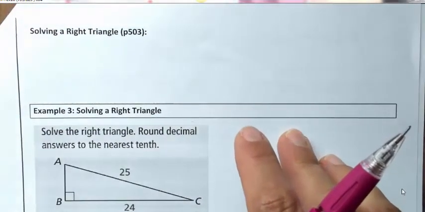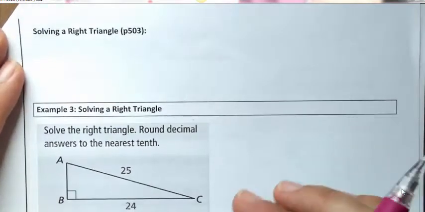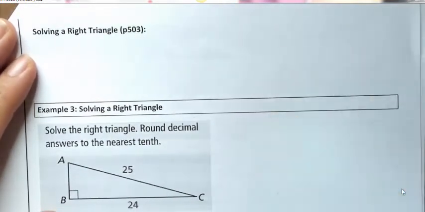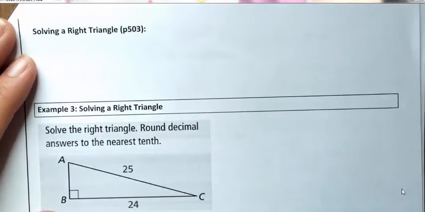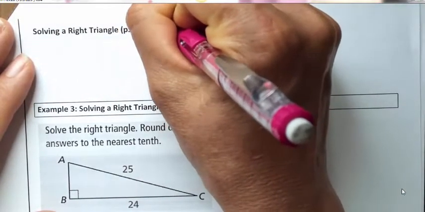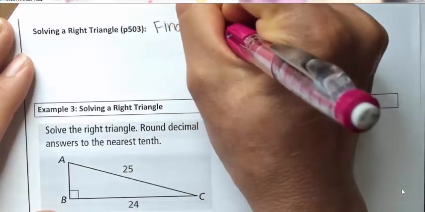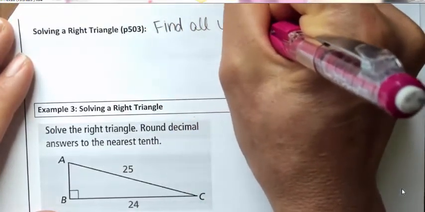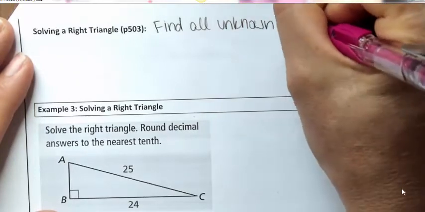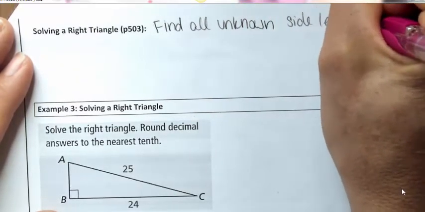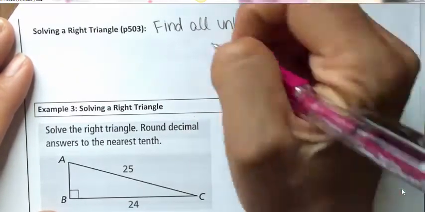So what does it mean to solve a right triangle? Solving a right triangle means to find all unknown parts. So all unknown side lengths and all unknown angle measures. So we're going to find all unknown side lengths and angle measures.